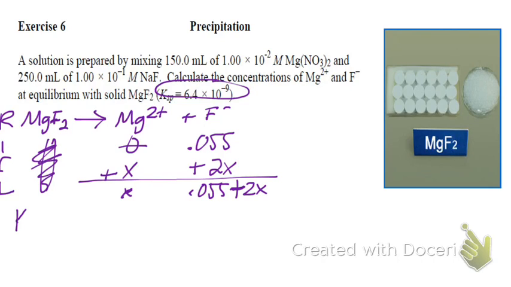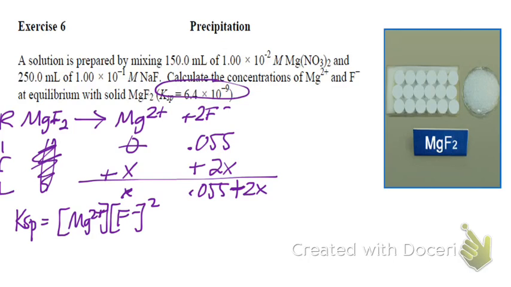So we know that KSP is going to be equal to magnesium 2+ times fluoride squared. Because that should have been a 2 there. Sorry, I forgot that. I forgot to put the 2 on the reaction because it's MgF2, and I only put 1. It's supposed to be 2. I accounted for that with the 2X. I just forgot to write the 2.